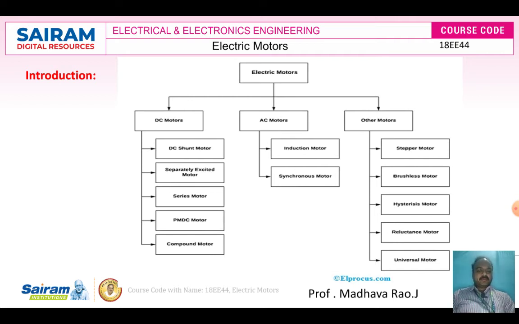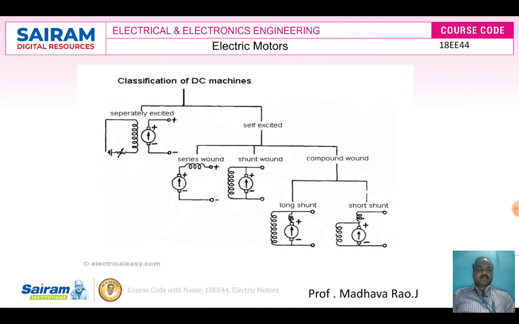Now in your syllabus, DC motors classification. How many types of DC motors do we have? That we will discuss now. Generally DC motors are classified into mainly 2 types: separately excited DC motor and self excited DC motor. The difference between these is that in a separately excited motor the field supply is independent, the field supply is separately connected. That's why this type of DC motor is classified as a separately excited DC motor.